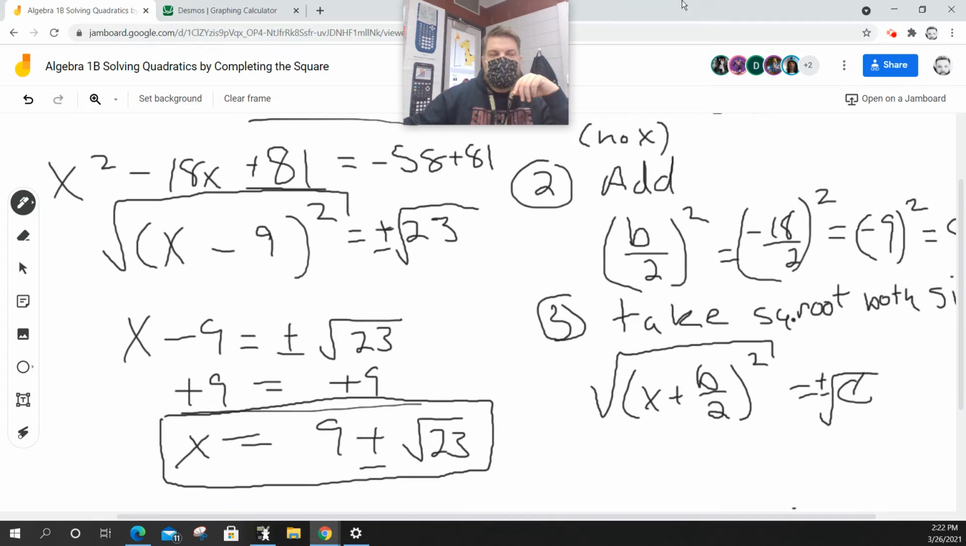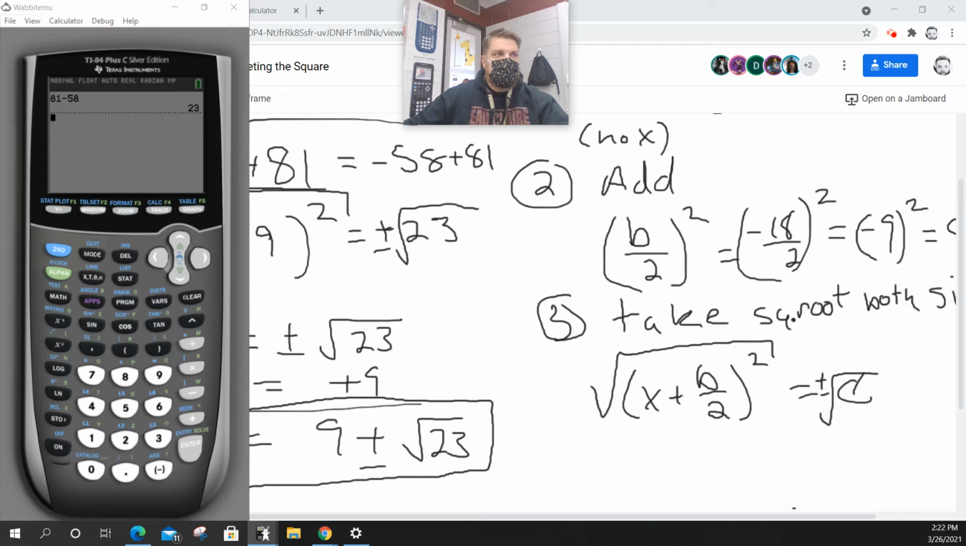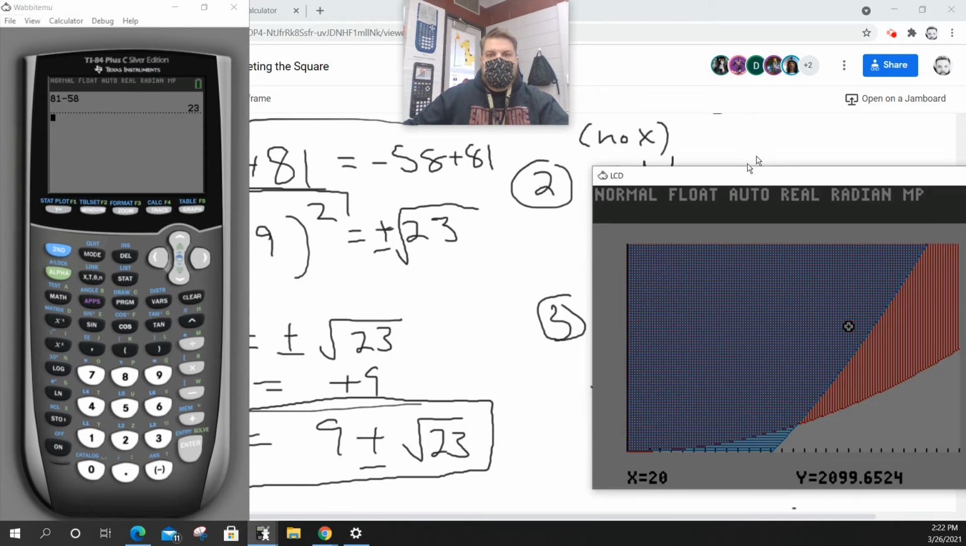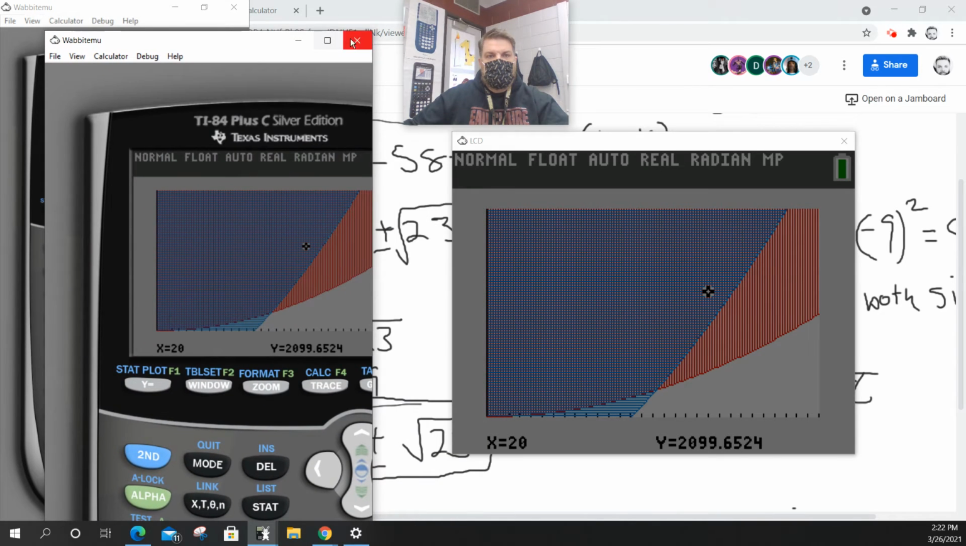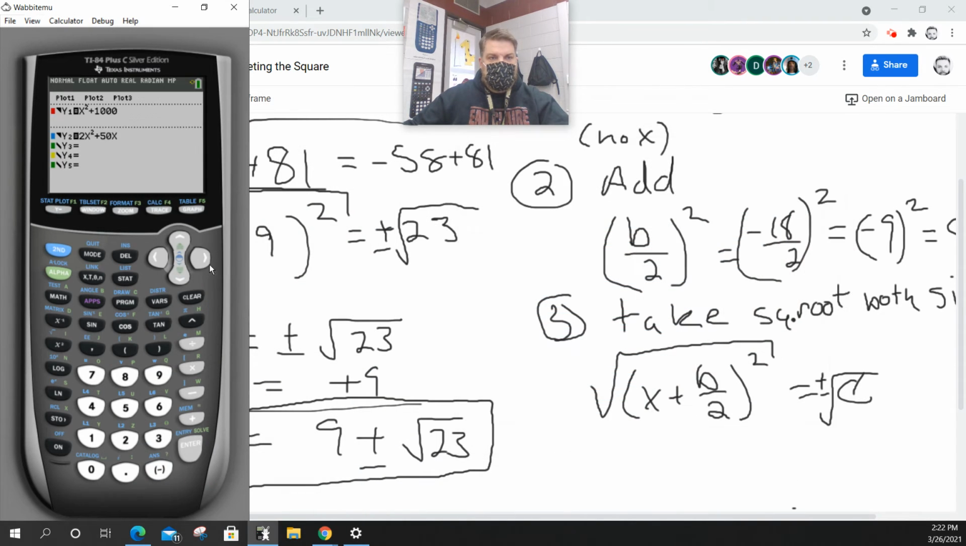Now you might think to yourself, well, how do I double check this? Well, we could double check this on our calculator. So if I have this over here and I graph this, I go to y equals, I'm going to have to clear out some stuff because I was doing some graphing.